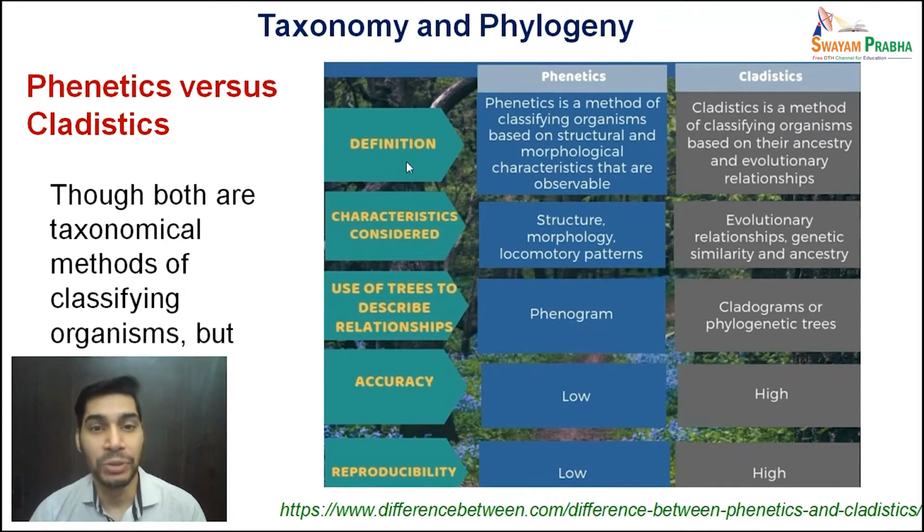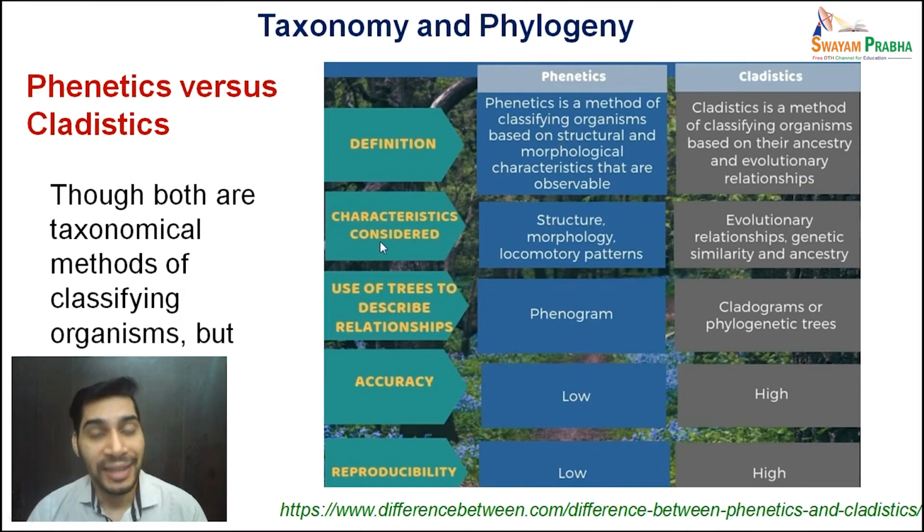For example, if you see the definition of phenetics versus cladistics, phenetics is a method of classifying organisms based on the structural and morphological characteristics that are observable. So whatever characters you can see morphologically, based on that we try to classify the organisms under phenetics. Whereas in cladistics, we classify organisms based on their ancestry and evolutionary relationship. So these are things which we do not see as such.